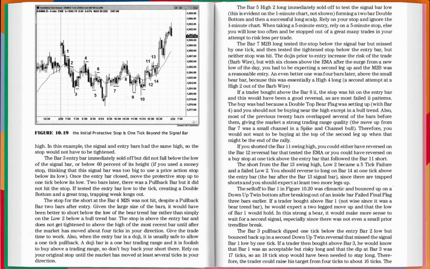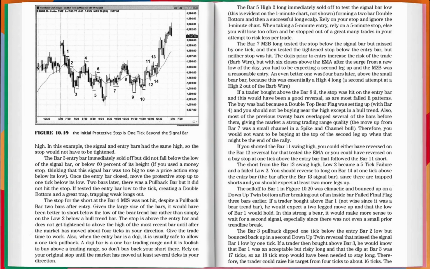The bar 5 high 2 long immediately sold off to test the signal bar low. This is evident on the 1-minute chart, not shown, forming a 2-bar double bottom and then a successful long scalp. Rely on your stop and ignore the 1-minute chart. When taking a 5-minute entry, rely on a 5-minute stop, else you will lose too often and be stopped out of a great many trades in your attempt to risk less per trade. Buy 1 tick above, and then the market tested the tightened stop below the entry bar, but neither stop was hit.